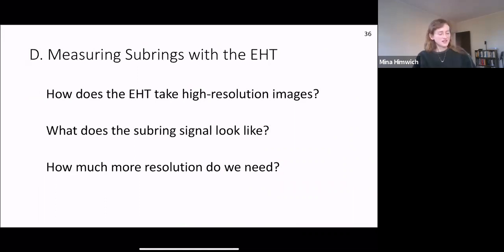What I want to emphasize now is that it's actually feasible, hopefully, to measure these things with the future extension of the Event Horizon Telescope, which can teach us a lot about fundamental black hole properties. So in this section, I'll cover the answers to the questions of how the EHT takes high-resolution images, which is very cool, what the subring signal looks like, and how much more resolution we might need.